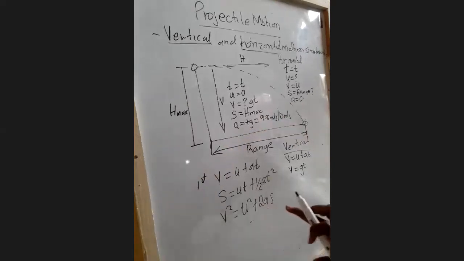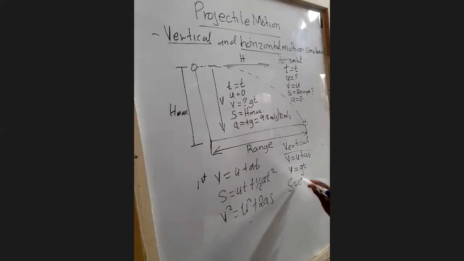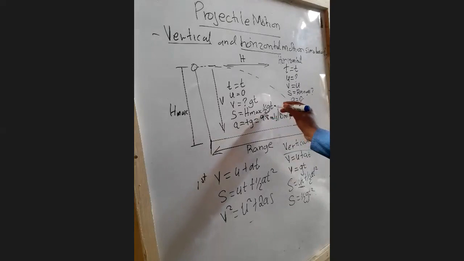For S, we can use the second equation again, for vertical, H max. We know S is equal to ut plus a half at square, but u is 0. So we remain with S is equal to a half gt square. So S is going to be found by a half gt square.